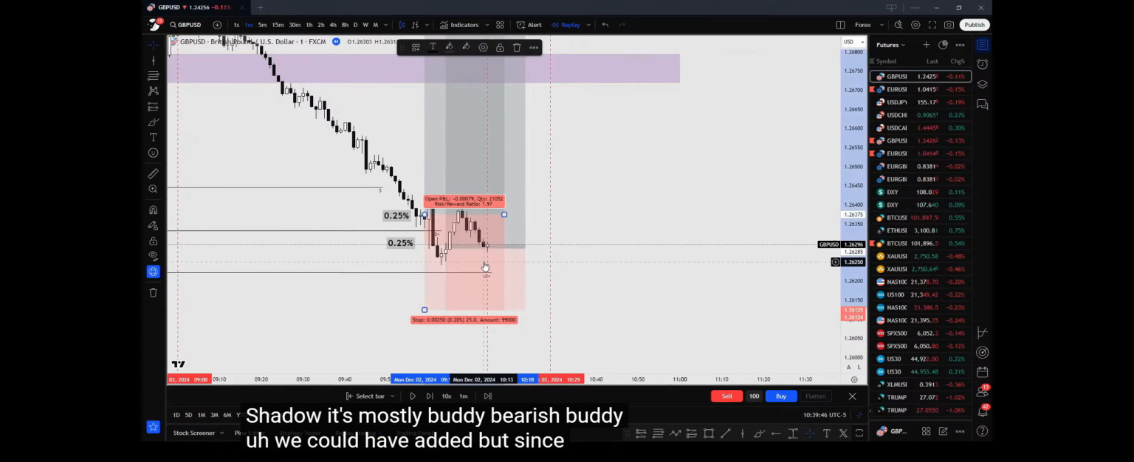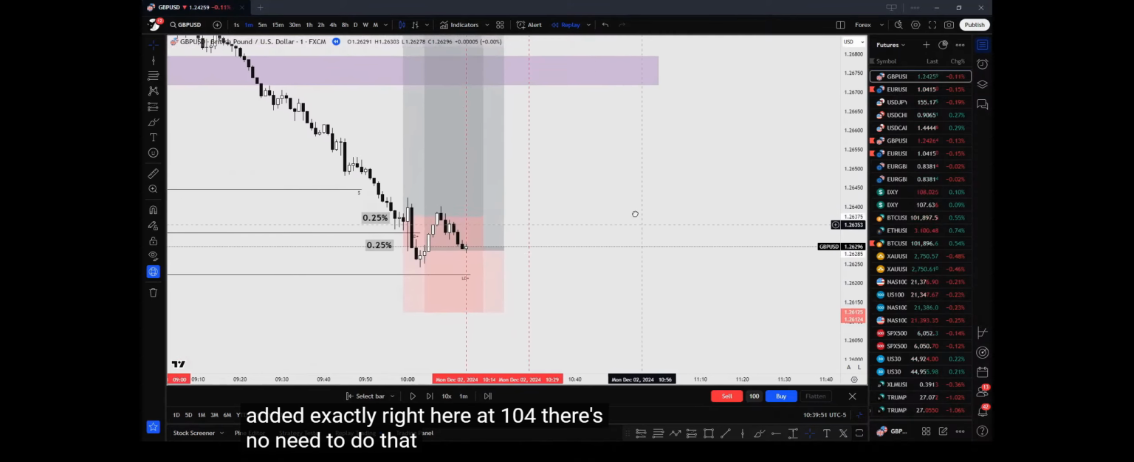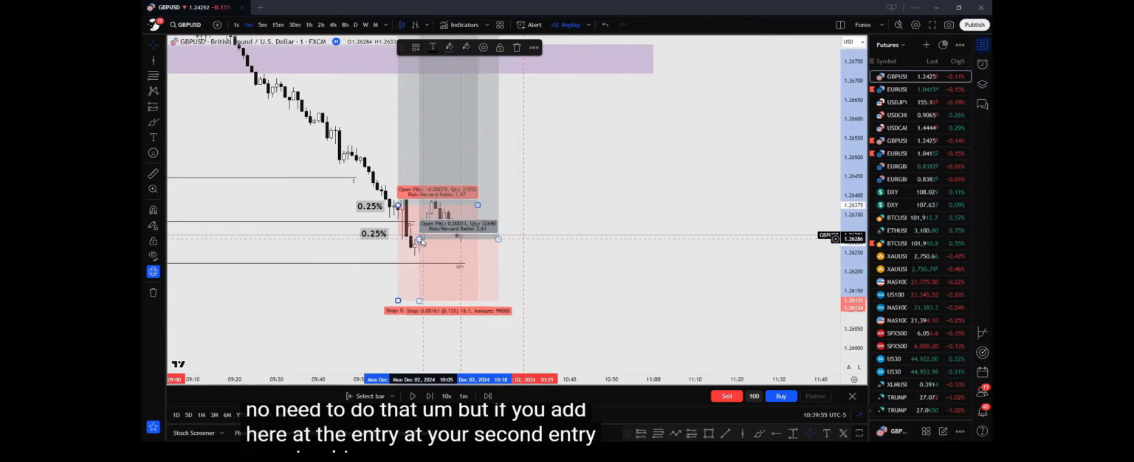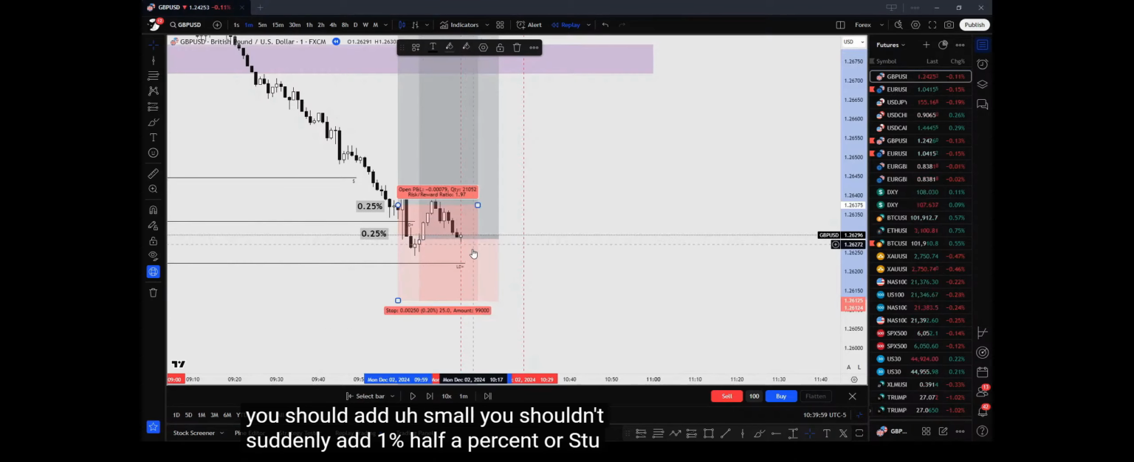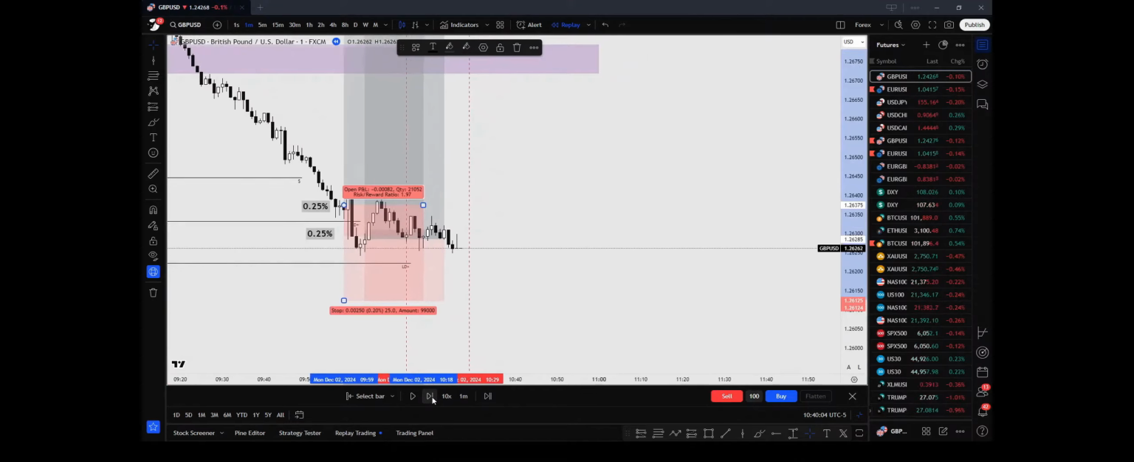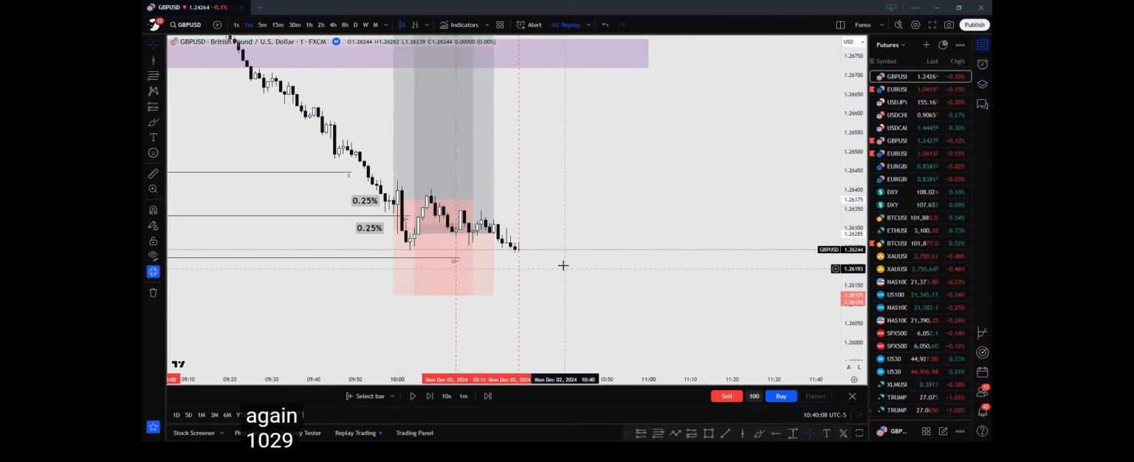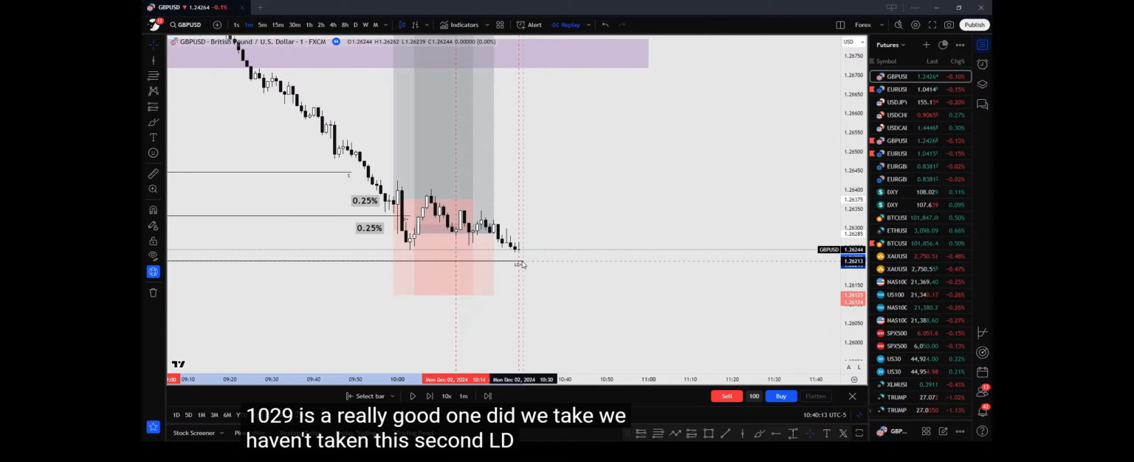We could have added. But since we've added exactly right here at 10.4, there's no need to do that. But if you add here at your second entry, you should add small. You shouldn't suddenly add 1%, 0.5%, or stuff like that again. 10.29 is a really good one. Did we take? We haven't taken this second LD. We might not take it.